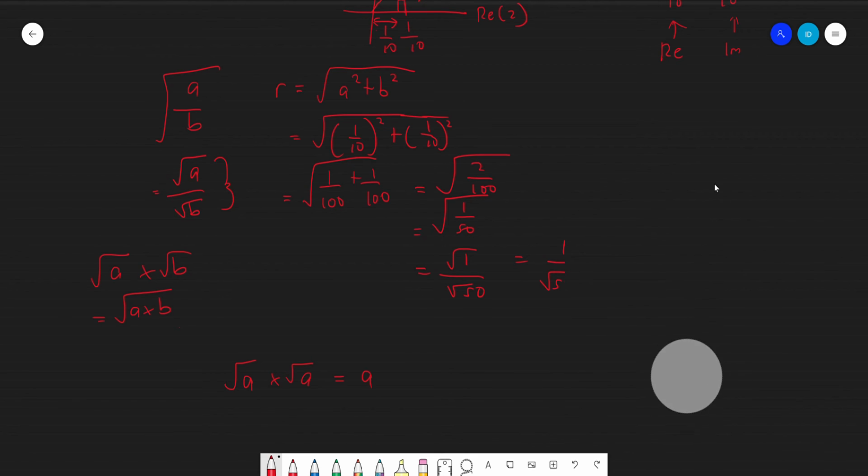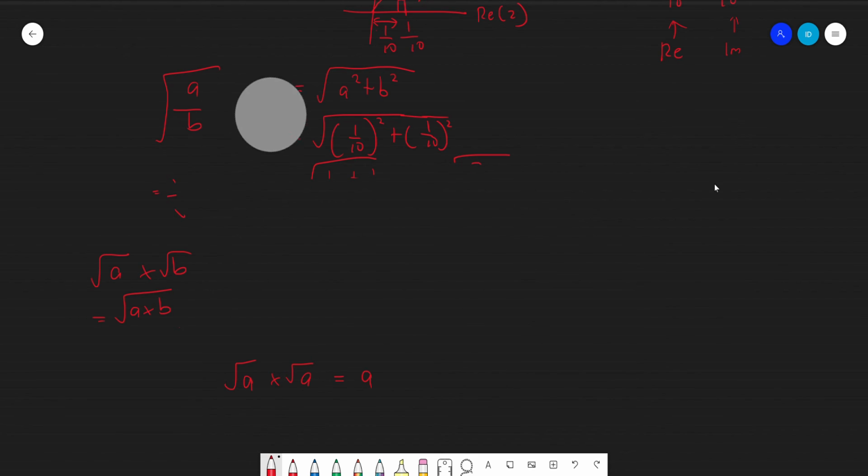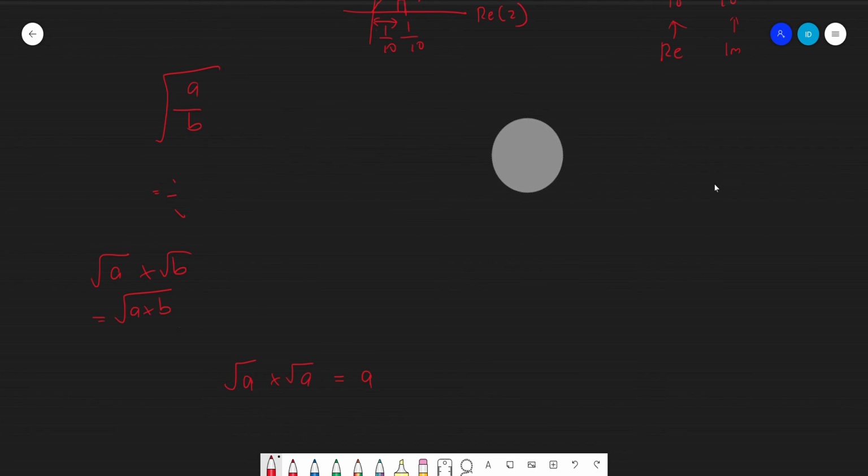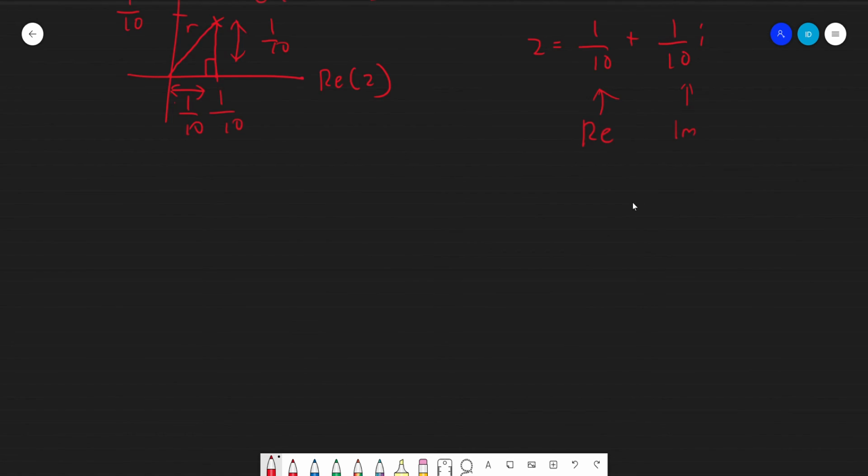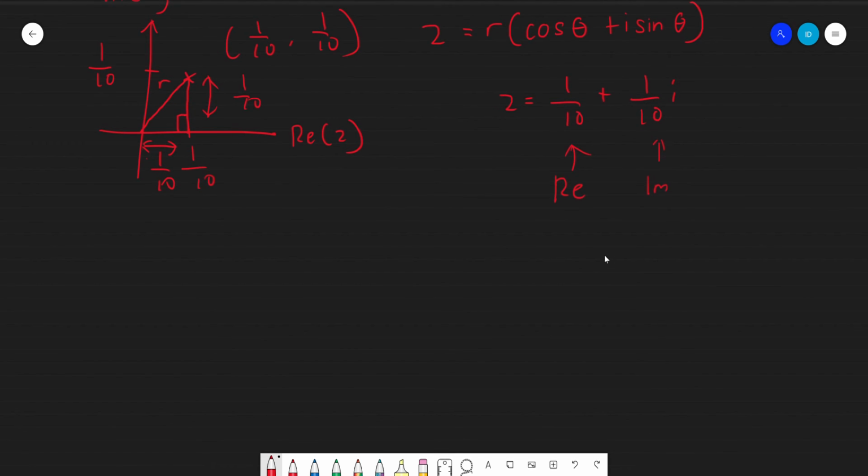Alright, so the next part, we know that our r should be what is the value? Set 2 over 10. Just now I showed to use set 2 over 10. So our r should be set 2 over 10. Alright, so right now all we need to find is our theta.